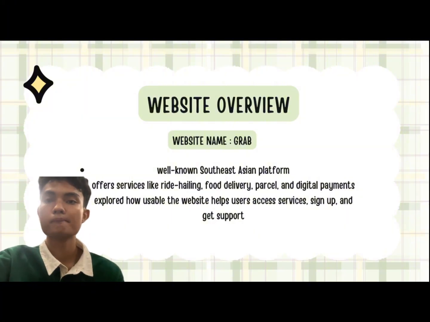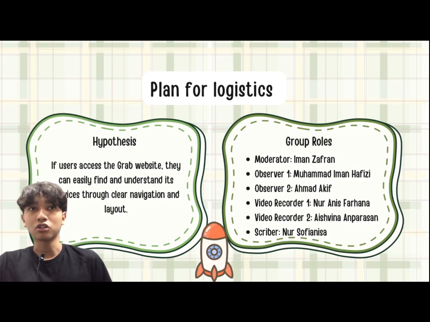support. Hi, my name is Akif, and I'll be talking about our hypothesis, our group roles, and the usability tasks that were tested. So first, our hypothesis was if users access the Grab website, they can easily find and understand its services through clear navigation and layout. We conducted the test in a quiet environment using tools and timers to track task performance. Each team member had a role to ensure smooth testing and accurate data collection.